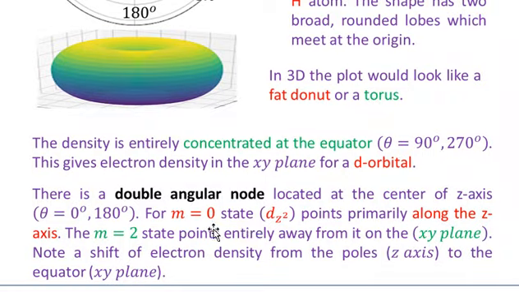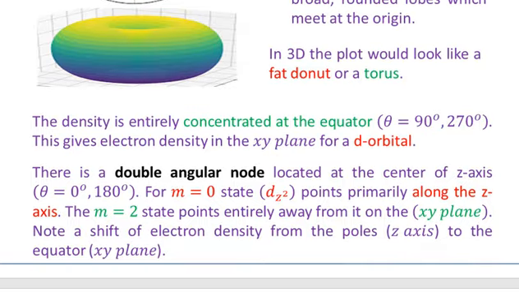So you can see that for the m is equal to 0 state, the dz square points primarily along the z axis. The m is equal to 2 case points entirely away from it, that is on the xy plane. So the m is equal to 2 case has an angular density on the xy plane. Note a shift of electron density from the poles, that is from the z axis, to the equator, the xy plane. When we were restricted to m is equal to 0, the electron density was maximum along the pole, that is along the z-axis, as we have seen in the case of the dz square orbital.